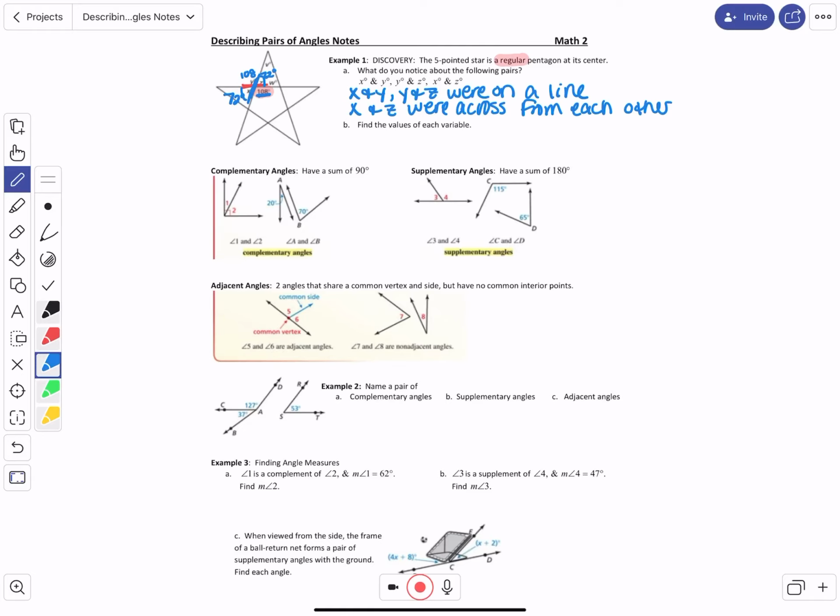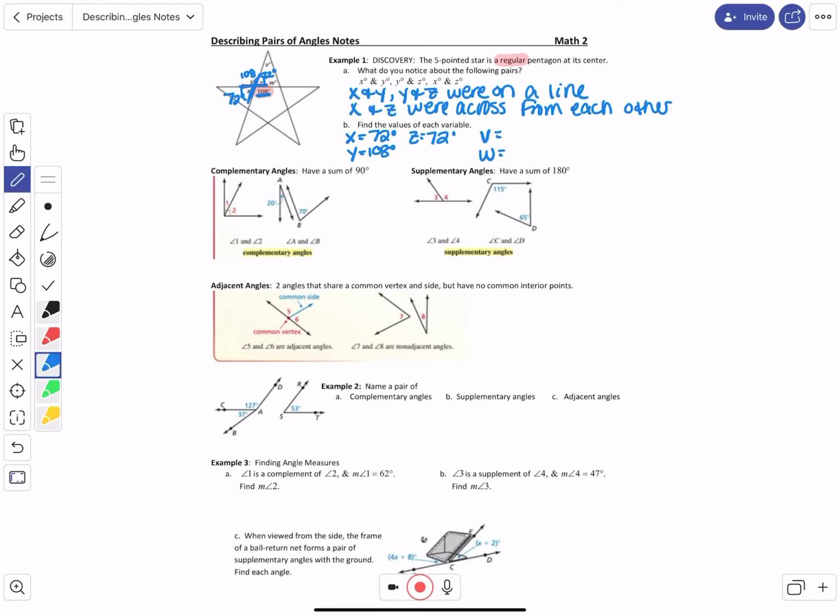And you can look at it two ways. It's on the straight line with Y, so 108 plus 72 has to be 180. Also, 72 is across from X, okay? So we know X is 72 degrees, Y is 108 degrees, Z is 72 degrees. And we also have V and W, okay? So let's try to figure out how we know those.